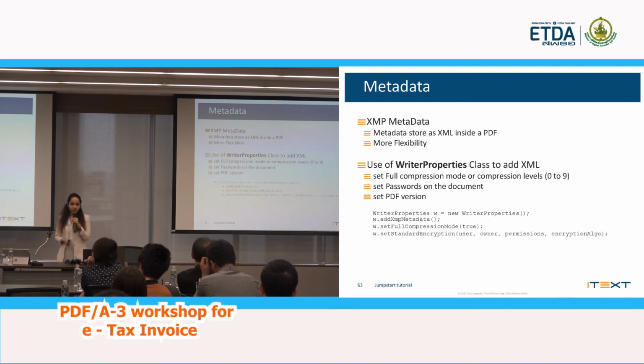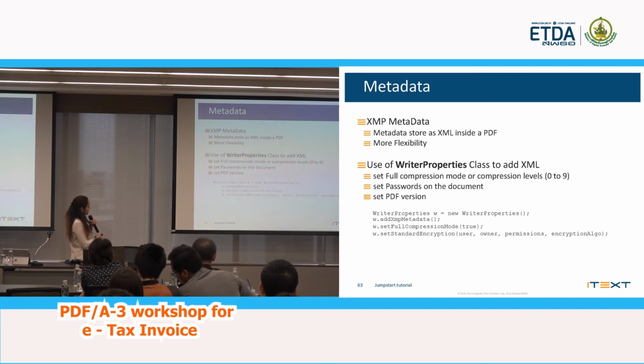So info dictionary, because metadata is stored as an info dictionary, is being deprecated in PDF 2, and XMP metadata is a norm that is going to come. So metadata stored as XML inside a PDF is XMP metadata. It allows for more flexibility. This can also be done using iText. You use the writer properties class to add the XML.